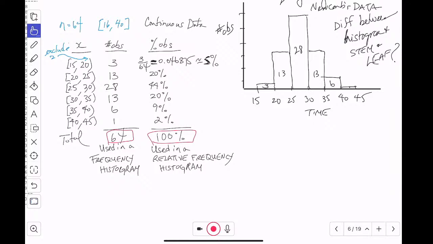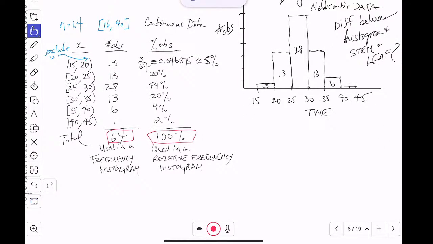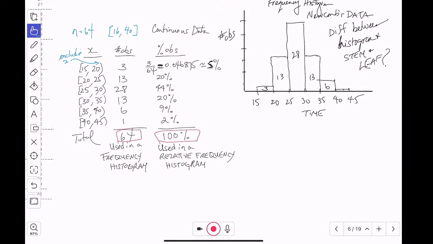Oh, I'm off the scale. Oh my goodness. I'm off there.